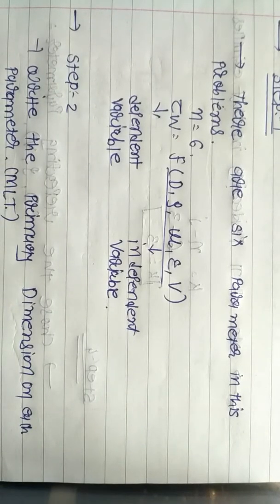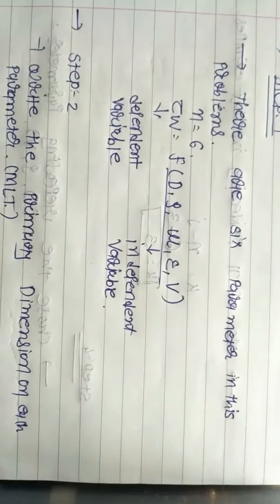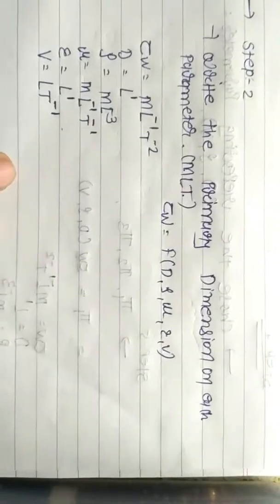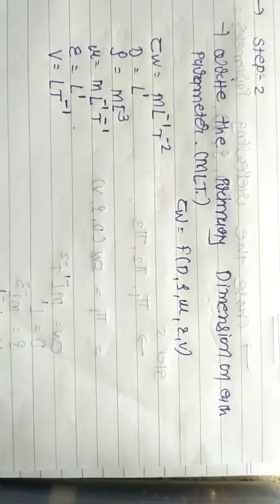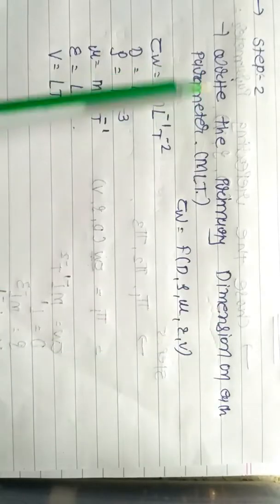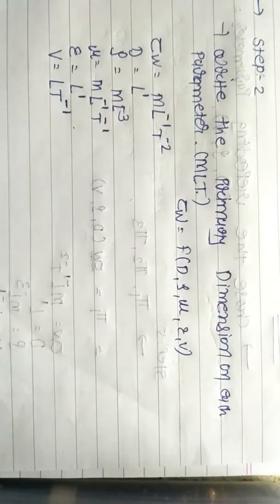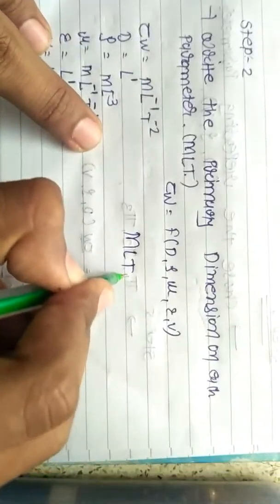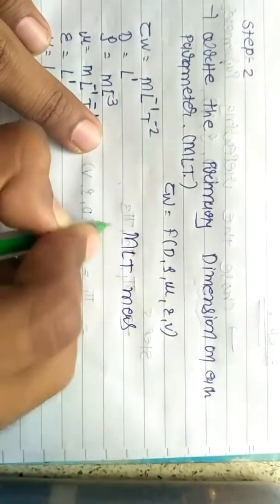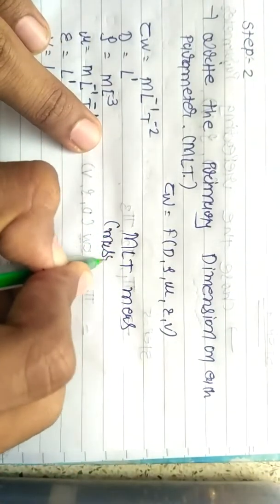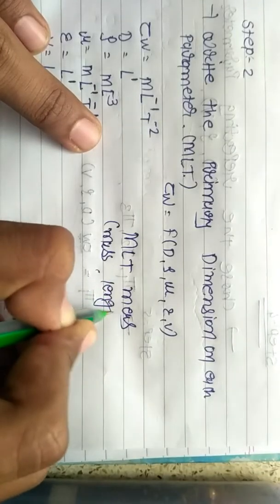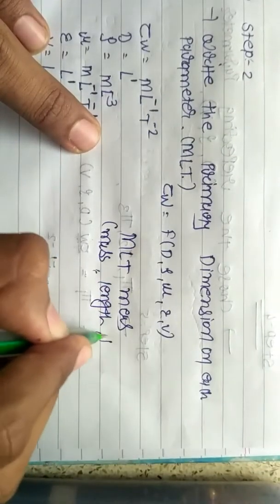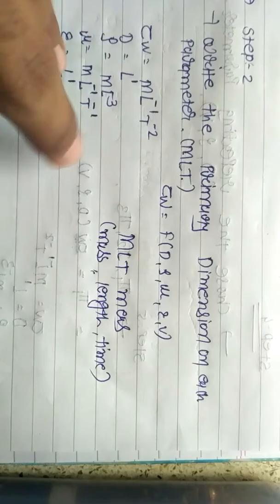Now the next step is step number 2. What is step number 2? Write the primary dimensions of each parameter in MLT form. What is the MLT form? MLT means mass, length, and time. This is the MLT form.